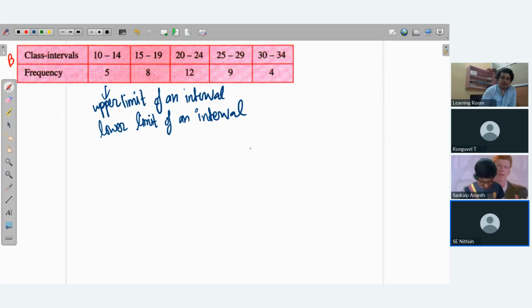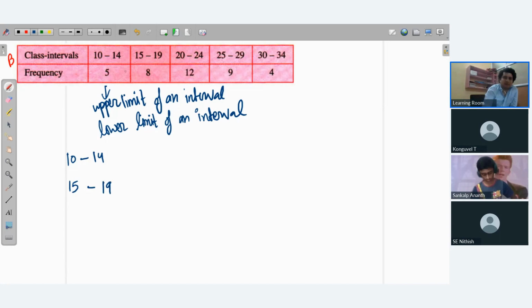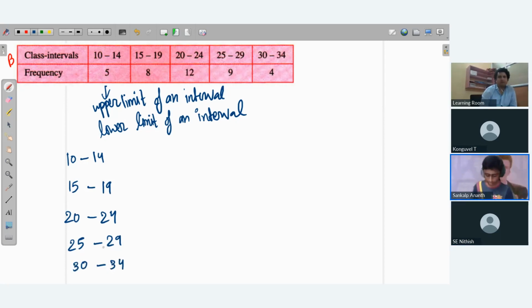So, okay. Let's be clear with this. So you know now the upper limit and lower limit. What we do, we make a table. Okay. So 10 to 14, 15 to 19. What is the class size? Can you tell? Sir, 4. Class size is always 4. Okay, very good. So we can take one unit as 4, like, 1 centimeter is 4 units.